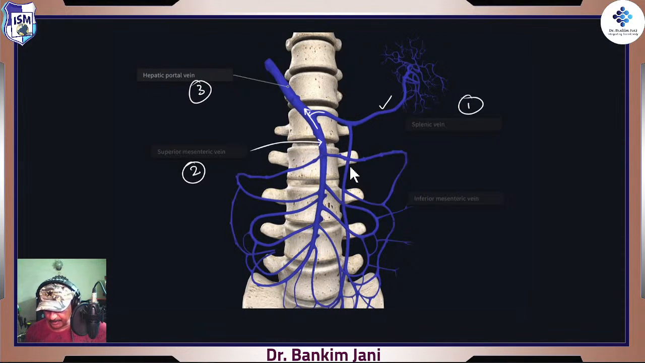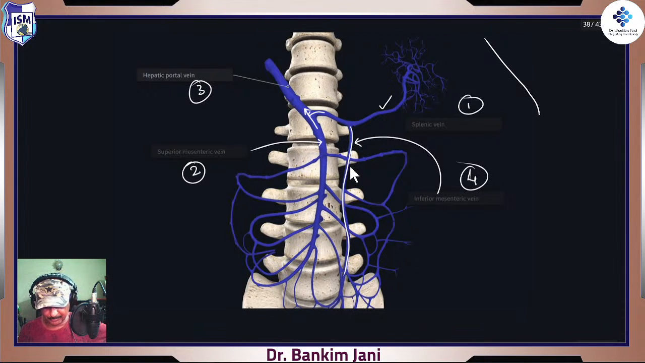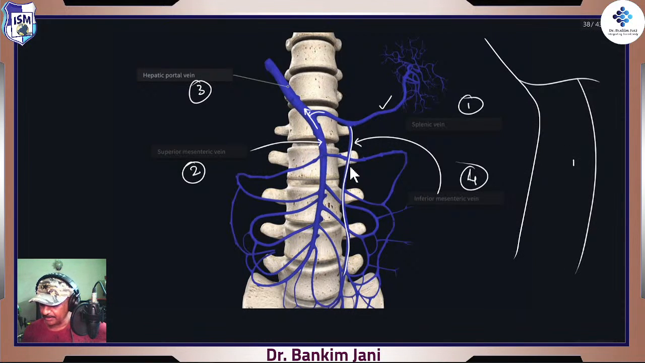And this inferior mesenteric vein, where is it? This one is inferior mesenteric. This is what I marked, right? And we'll say that this inferior mesenteric vein is landing into the splenic vein. So simply speaking, this is 4, right? If I really want to draw, I would draw it something like this. But this is the easiest thing. This is the inferior mesenteric vein. This is the superior mesenteric vein. This is the splenic vein. And this is the hepatic portal vein.